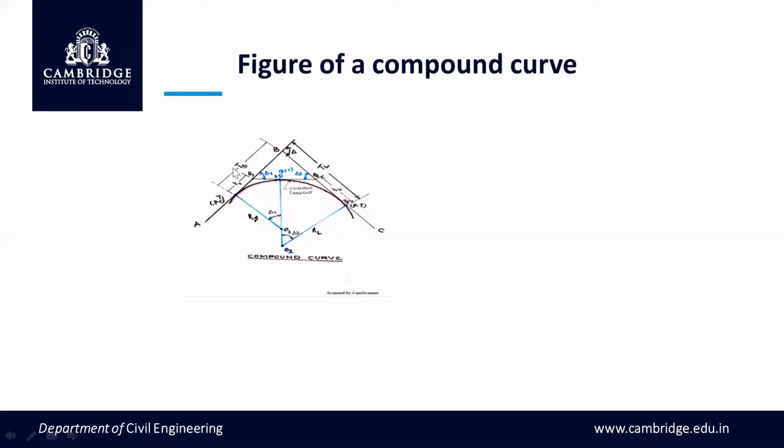Capital TS is the length of the tangent from the point of the curve to the intersection point, and T2 is the tangent point, and TL is the length of the tangent from the point of intersection of the curve tangents to the point of tangency. Here, the total deflection angle is equal to the sum of the two deflection angles, delta 1 and delta 2.